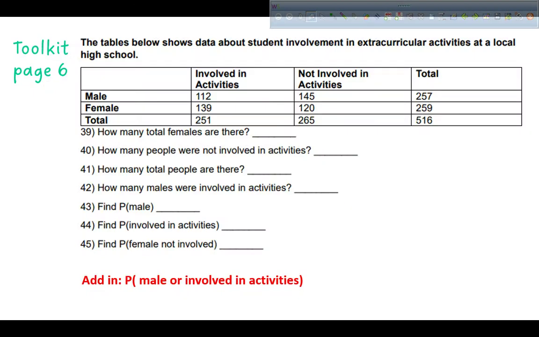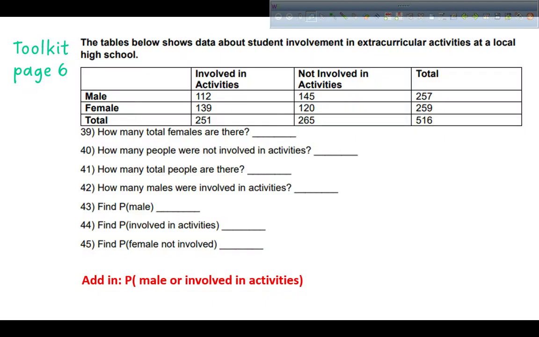Alright, the table below shows data about student involvement in extracurricular activities at a local high school. Okay, it is showing me two different categories of things. I've got gender in one category and I've got involved and not involved in activities in the other. I'm comparing two things, alright?